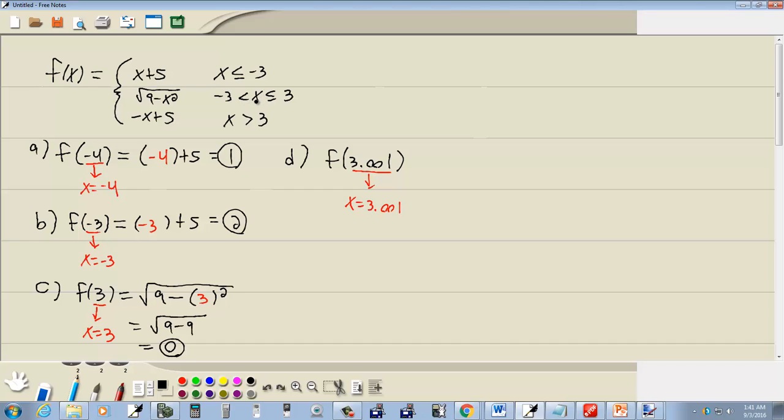If I put 3.001 here, is 3.001 between negative 3 and 3 including 3? No, it isn't. Then if I put it in for this x, is 3.001 greater than 3? And it is, which means I'll plug it into my third piece here. So we're going to put parentheses in where our variable was. So we've got negative x plus 5, so I replace the x with parentheses. Whatever number's inside the parentheses here is what we put in right here.